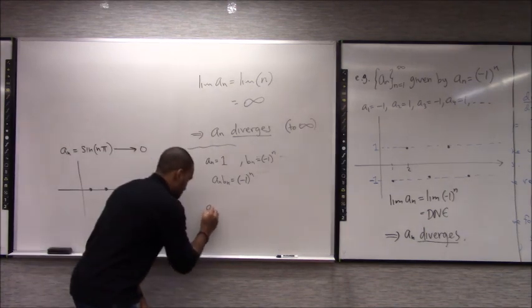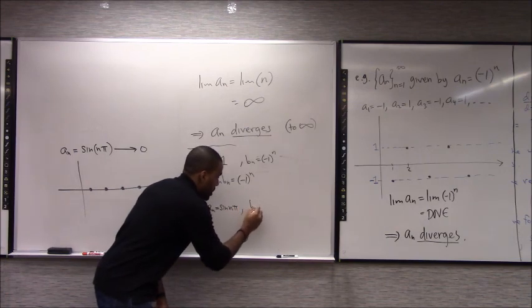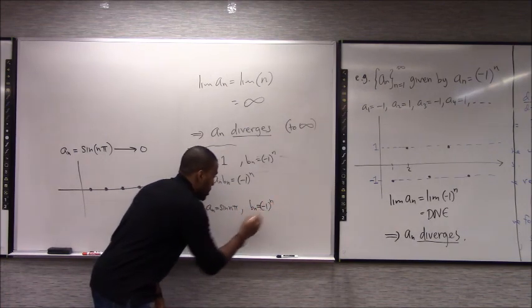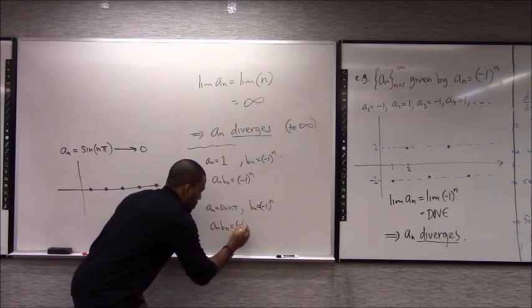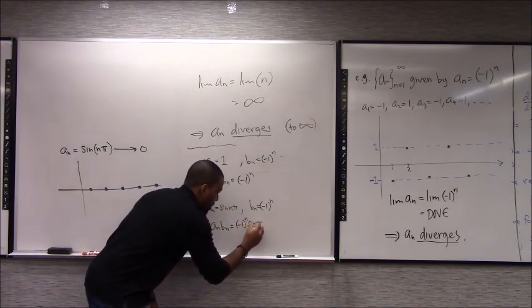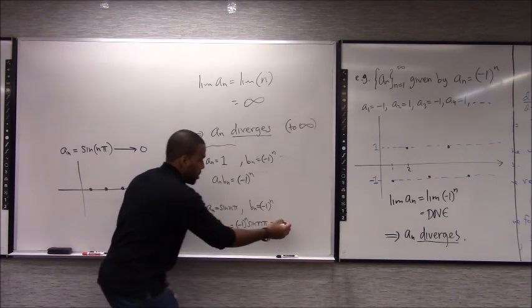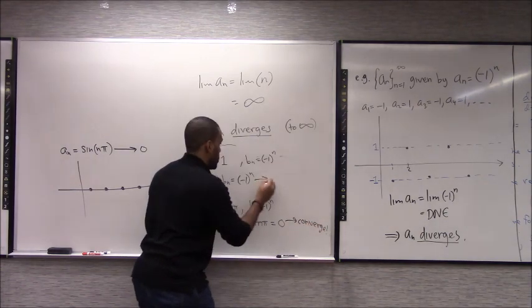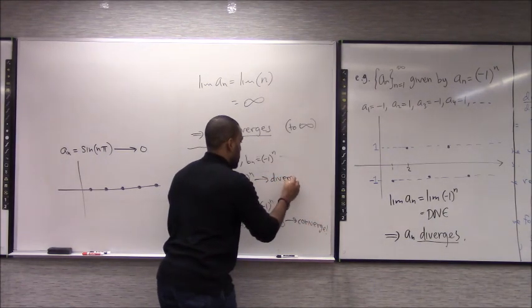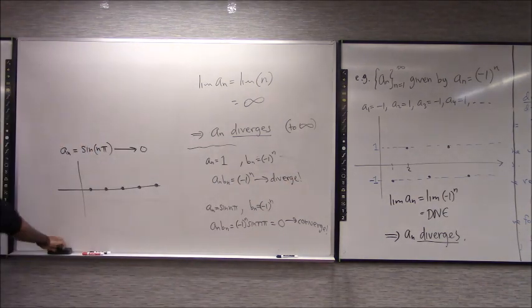Versus if I let my a_n equal sine of n pi and my b_n equal (-1)^n, what would the sequence a_n b_n look like? Well, it's going to be (-1)^n times sine of n pi. But that's still always just zero. So this one would converge. This one diverges. So yeah, the multiplication of sequences, that's different. That's something you have to take one at a time.